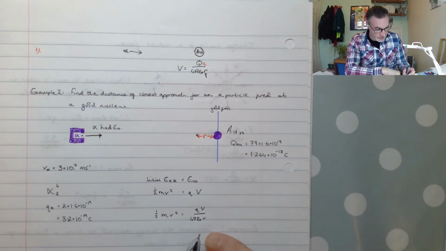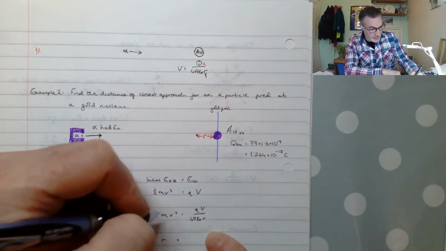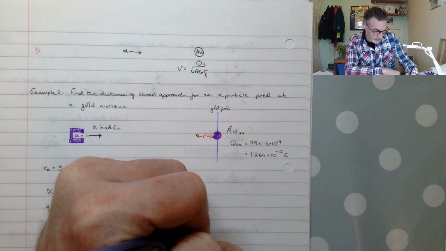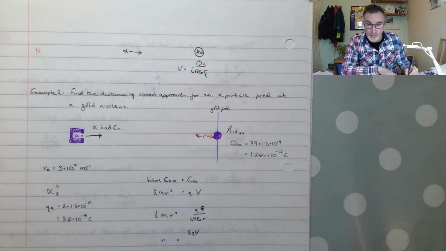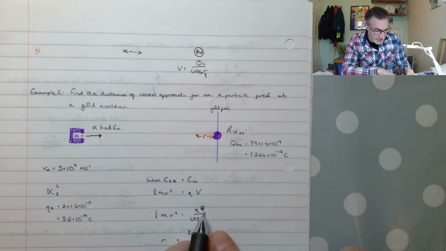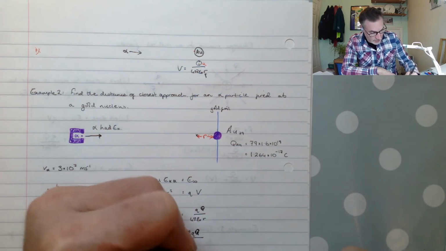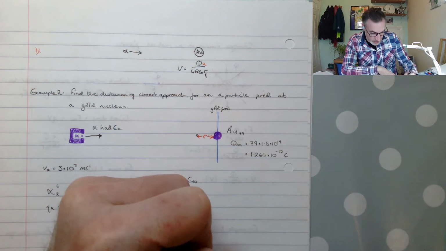Rearrange this for r. Well, we can get rid of the half by moving it to 2 here, and then bring the r up here and bring the mv squared down there. So we would have r is equal to 2qV. No, this is wrong, sorry. 2, this is big Q there, so big Q here, charge of gold. So charge of alpha, charge of gold, yeah, there. So 2 Q times Q over 4 pi epsilon naught mv squared.